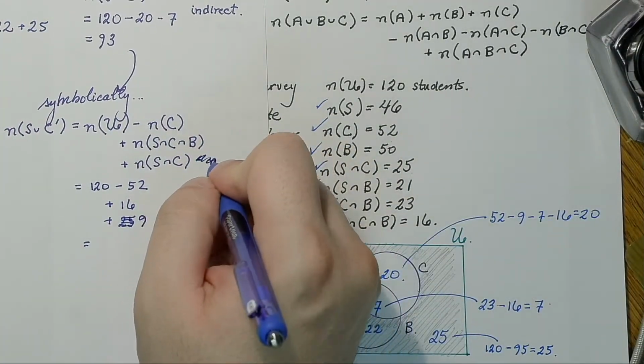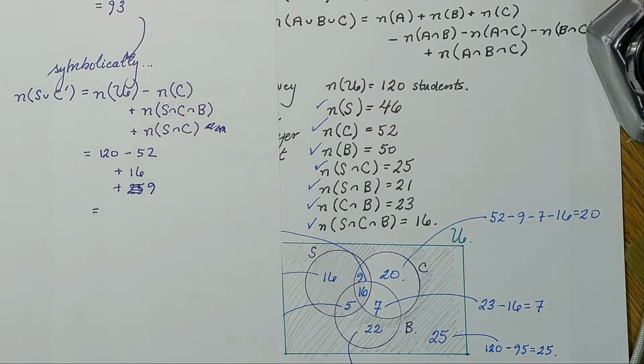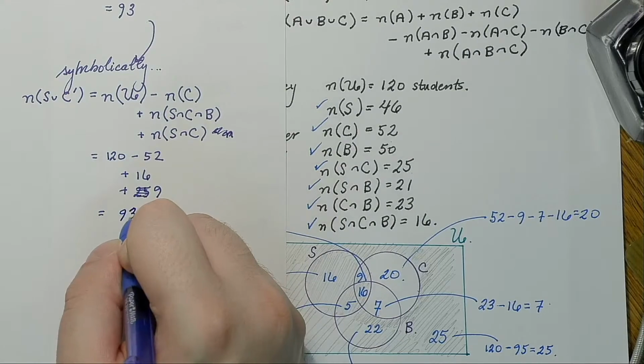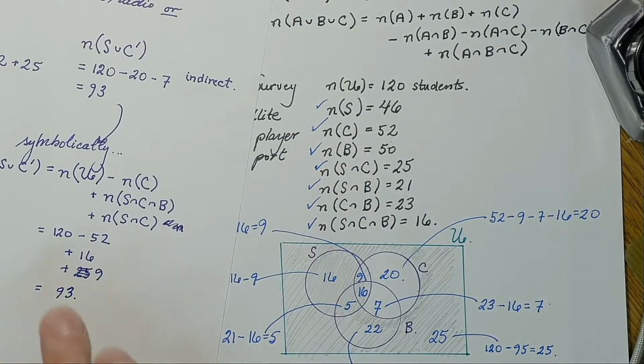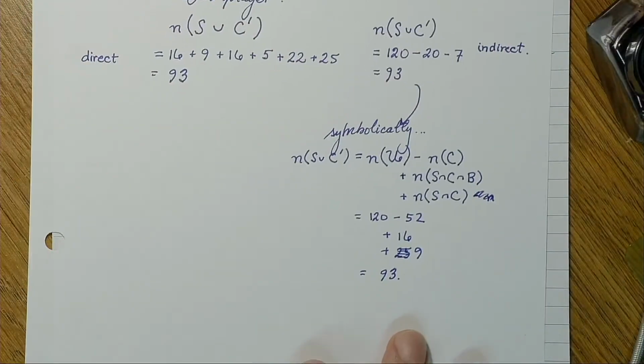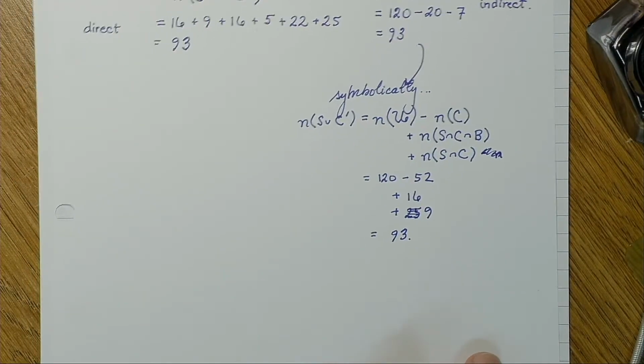And so I'll scratch that out. So if I do that now, which is using that 9, it's the 120 minus the 52 plus the 16 plus the 9 gives me the 93, and that is what it's going to work out. Perfect.